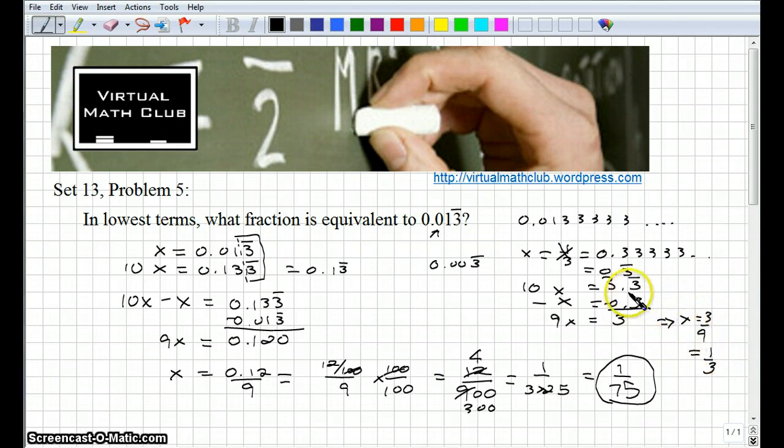So the trick is just to shift it so that you can subtract. Sometimes you have to multiply by 10, sometimes you have to multiply by 100. It depends on how many decimals are repeating, because sometimes you get like 0.12 with 2 decimals repeating, so you have to shift that by 100 so that you get 12.12, right? So that's the trick, all right? There you go.